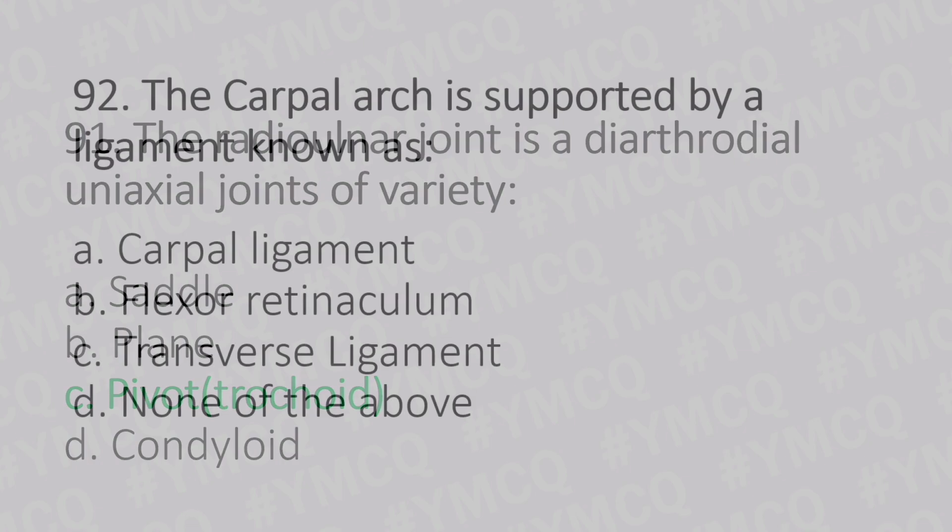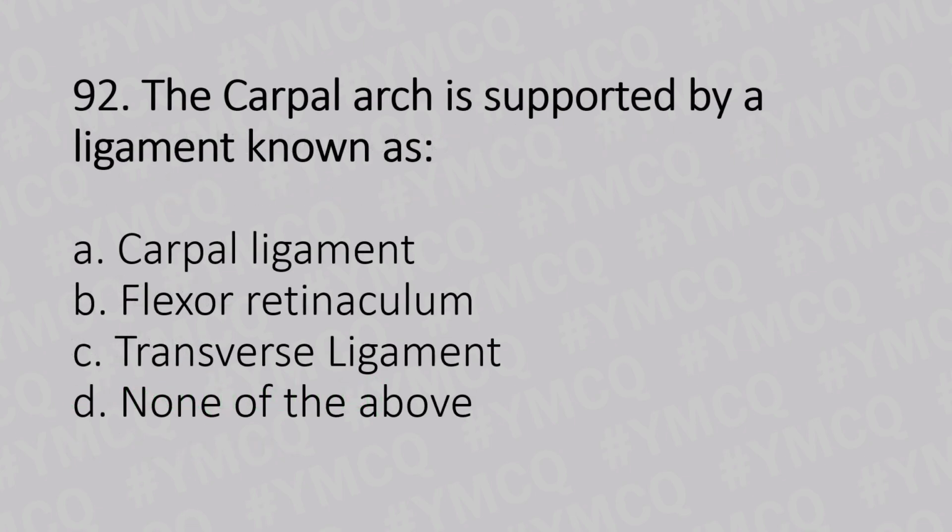Moving to our 92nd question. The carpal arch is supported by a ligament known as option A, carpal ligament. Option B, flexor retinaculum. Option C, transverse ligament. Option D, none of the above. And the answer is option B, flexor retinaculum.